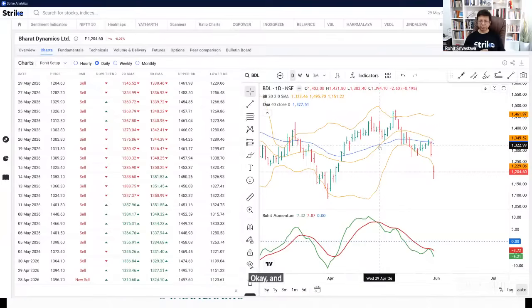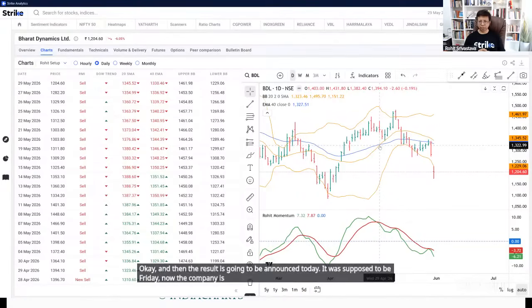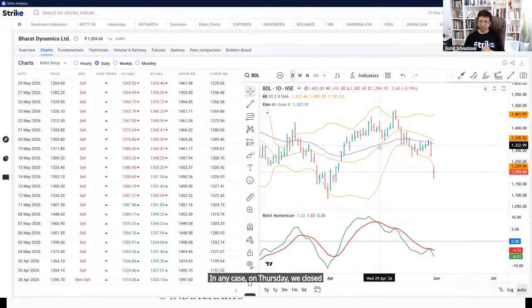Okay. And then the result is going to be announced today. It was supposed to be Friday. Now the company is saying Sunday. So Sunday ka Monday ko pata chalega. In any case, on Thursday, we closed the trade. Because anyway, we were up 1.5%, 2% from the entry price. Now the greed would hold us कि नहीं result अच्छा आएगा तो ऊपर जाएगा. But the thumb rule says that get out.